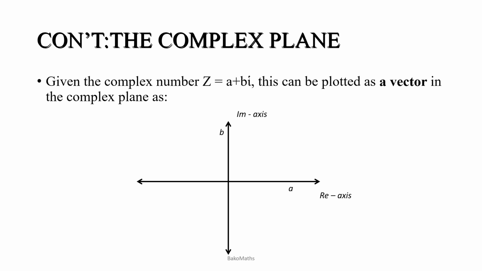We then draw a dotted line from b directed horizontally to the right, and again draw another dotted line from a directed vertically upwards to where they converge. We then draw a line from the origin to where these two dotted lines intersect, and this line represents the complex number z as a vector in the complex plane. We finally label the vector as such, and this illustrates how a given complex number z equals a plus bi can be plotted as a vector in the complex plane.